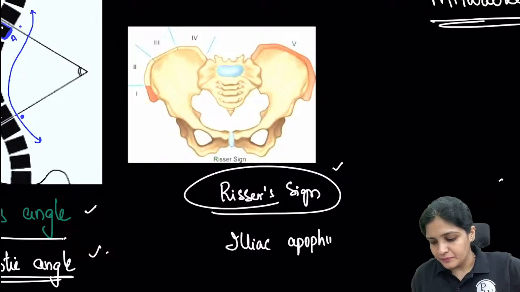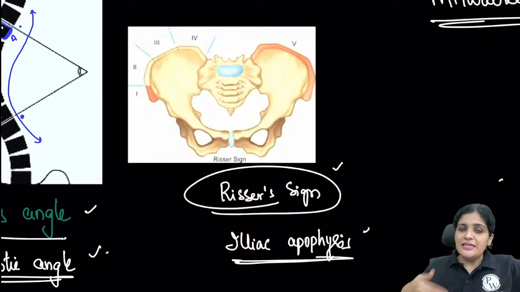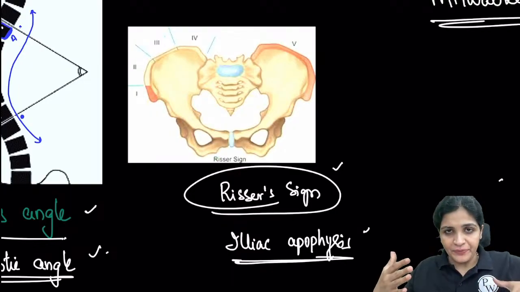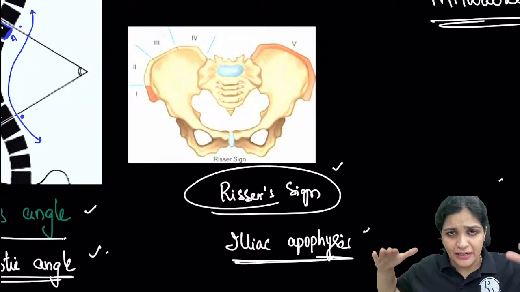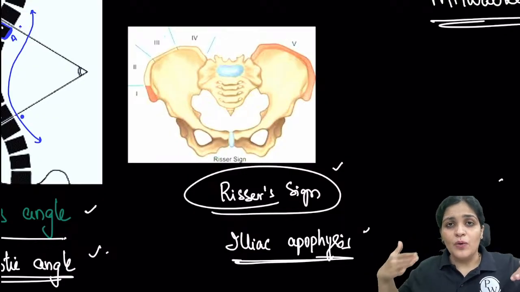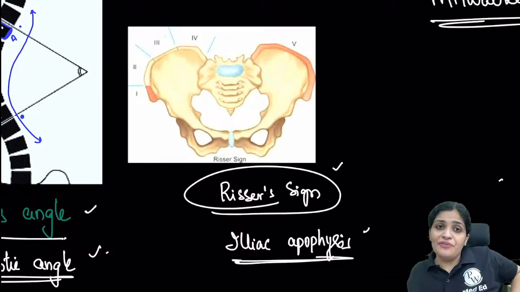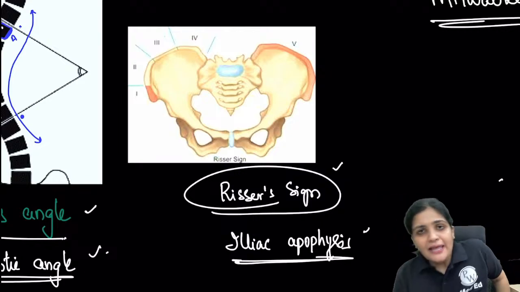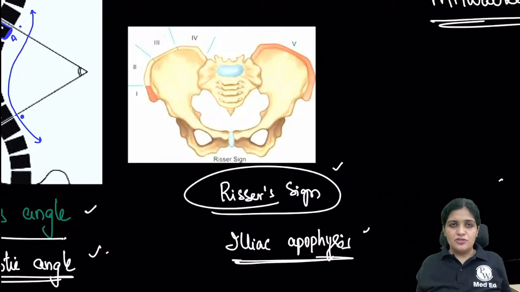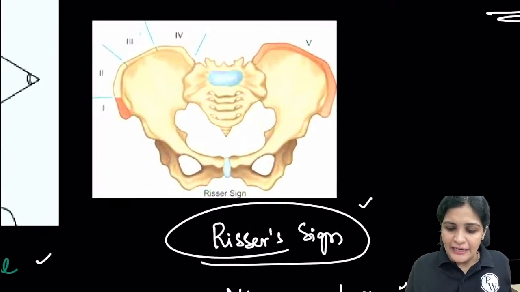apophysis. Not epiphysis, apophysis. In scoliosis, as we grow, it can be congenital, so it can appear at any age. Usually we treat the patient once the growth phase is completed, because before completion of the growth phase, if you treat it, there is a high chance of recurrence. So how do you identify whether the patient has attained the growth phase or not? We take the help of Risser sign, that is your iliac apophysis.